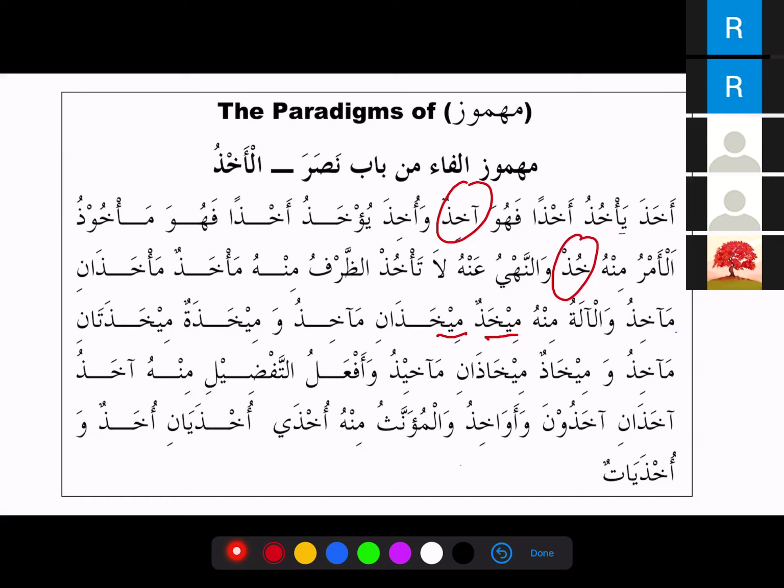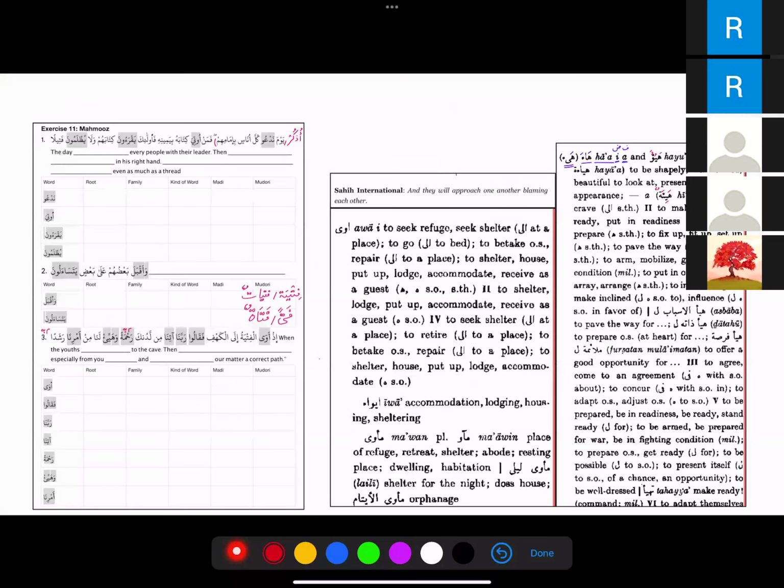So that was basically the problem, otherwise it is not a very problematic word. It's just that we are going to diffuse two hamzas together. So now let's see some examples.